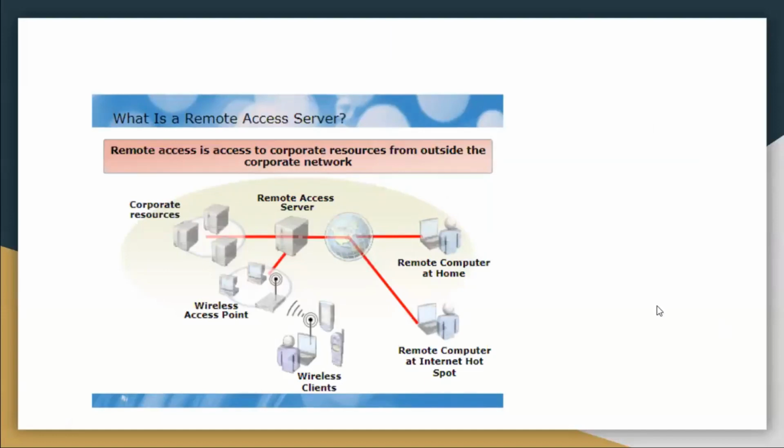Okay, so what is a remote access server? Remote access is access to corporate resources from outside the corporate network. Remote access is the ability for an authorized person to access a computer or a network from a geographical distance through a network connection, like VPN technology, as a way to enable remote users and branch offices to securely log into corporate applications and other resources.